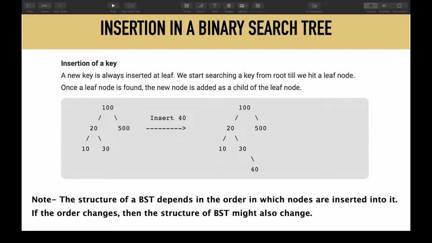But one thing that you should always keep in mind is that the structure of a BST depends on the order in which the nodes are inserted. As I said, I first inserted 40 and then 35, so that will give me one binary search tree. But if I first insert, say, 35 and then 40, then it will probably give me a different structure. So if the order changes, then the structure of the BST might also change.